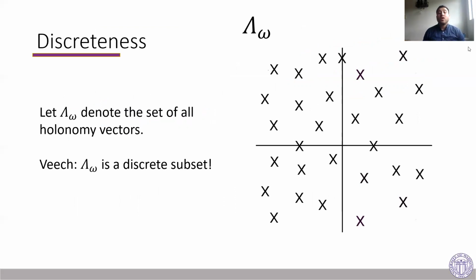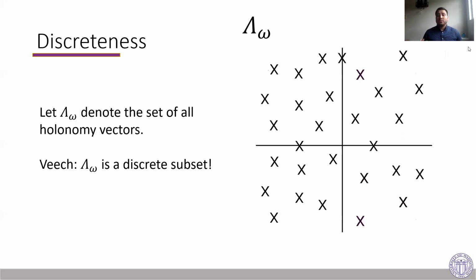Veach shows us that the holonomy vectors form a discrete subset of R2, or of the complex plane. Each vector indicates how far some saddle connection on the translation surface has gone in the horizontal direction and in the vertical direction. Now we have this discrete subset of R2, and all the questions that we have classically asked about the integer lattice, we can ask about this discrete subset.